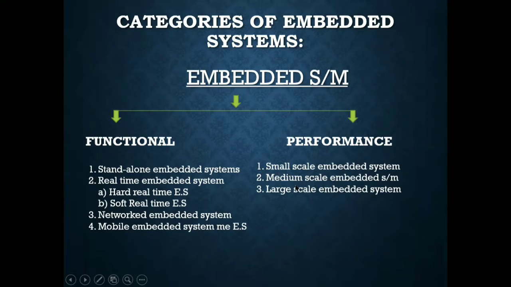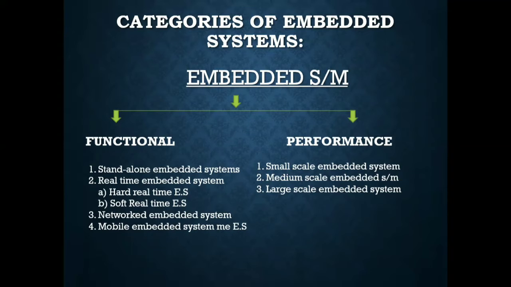Small scale embedded system: an 8-bit or 16-bit microcontroller or microprocessor is used, which is simple in applications. For example, an electronic toy. Medium scale embedded system: in this, a 16-bit or 32-bit microprocessor or microcontroller is used. It has slightly complex hardware and software requirements. Large scale embedded system: it uses a 32-bit or 64-bit microprocessor or microcontroller, which has complex hardware and firmware. For example, a complex embedded system.